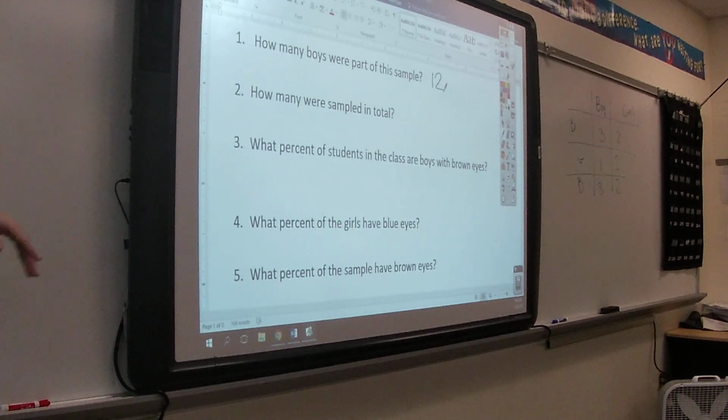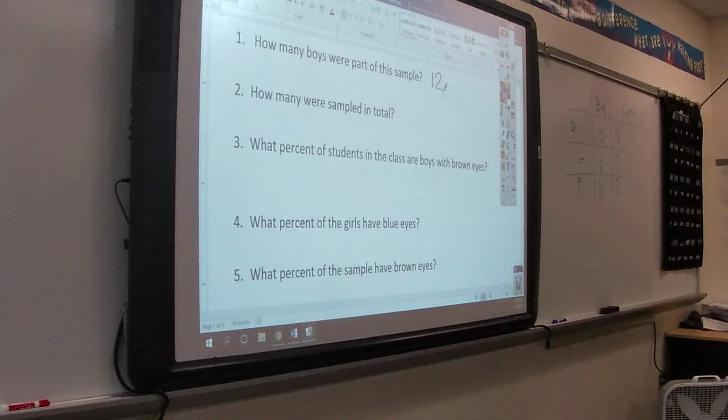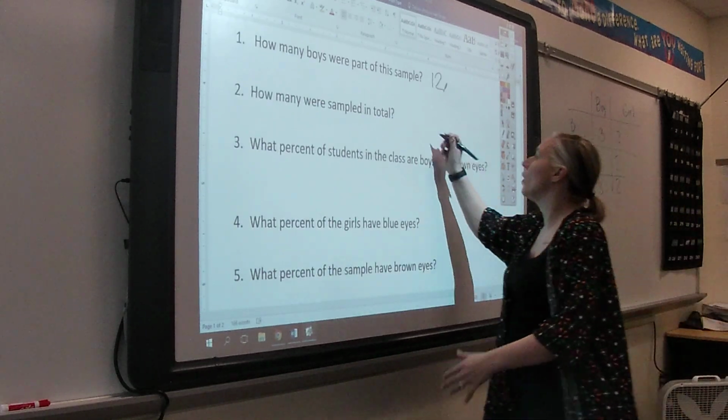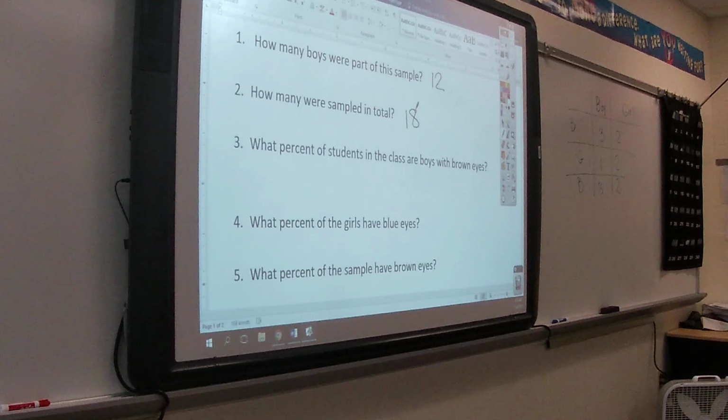Okay. How many were sampled in total? 18. And how can we figure out how many were sampled in total? Add them all up, right? Both columns, add them all together. We already did that to check to make sure we got everyone. So we now know that there were 18 people total in the classroom.